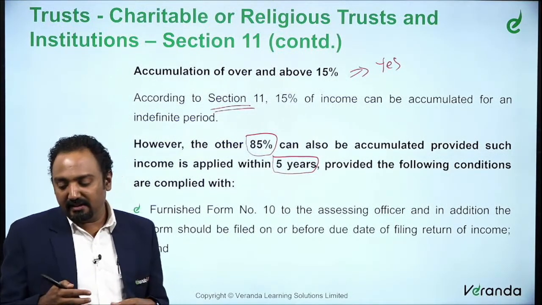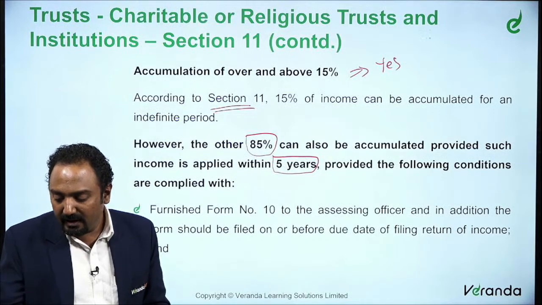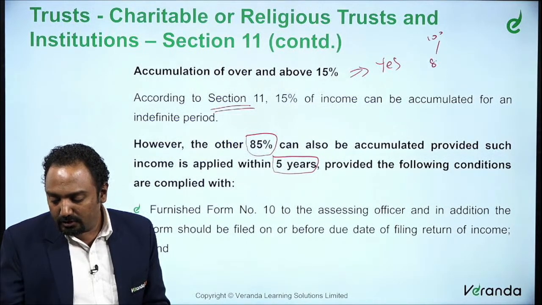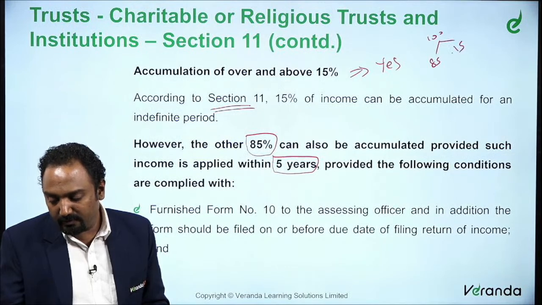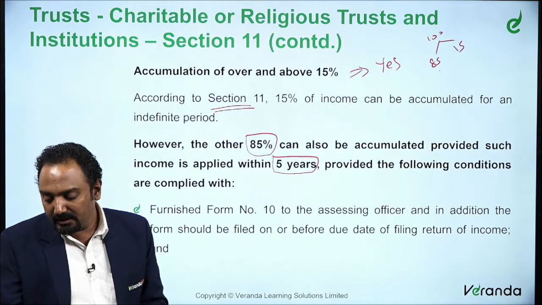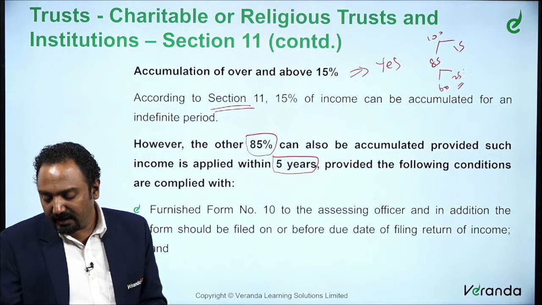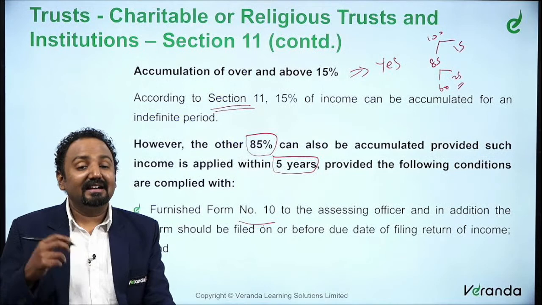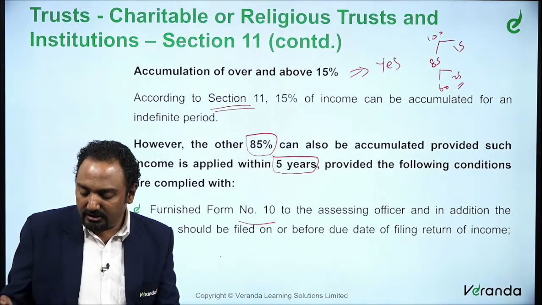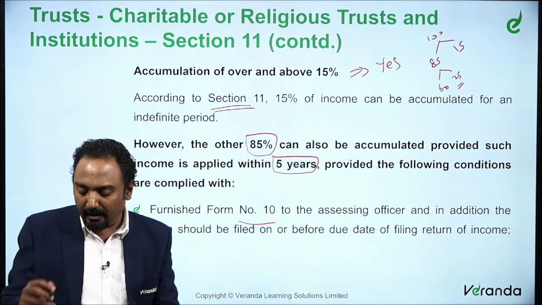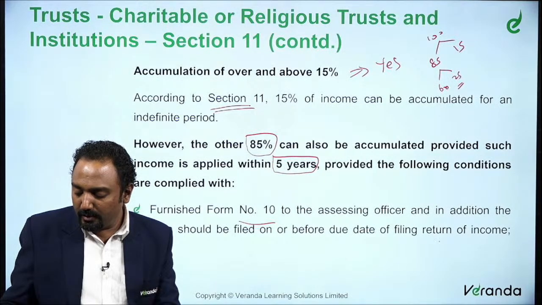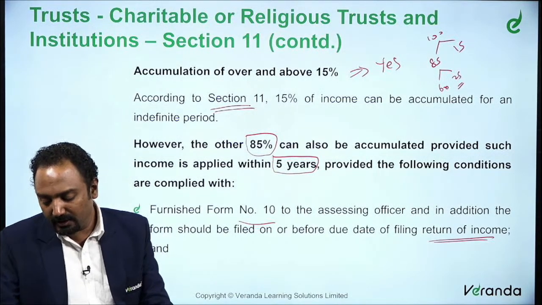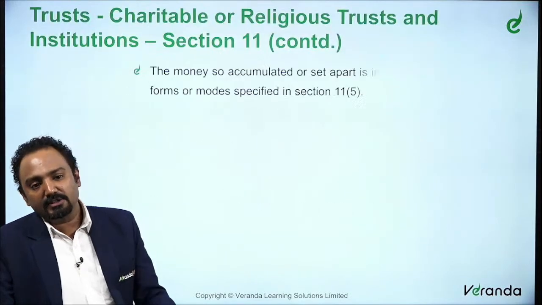To also accumulate this 85, let's say you have 100, you need to spend 85, you need to accumulate 15, you may accumulate 15. Now in this 85, you are actually only spending 60, you have 25. Now this 25 actually can be furnished in form number 10 to the assessing officer in addition to the regular income tax form. But the due date is before the due date of filing return of income. So before the date, it must be filed.